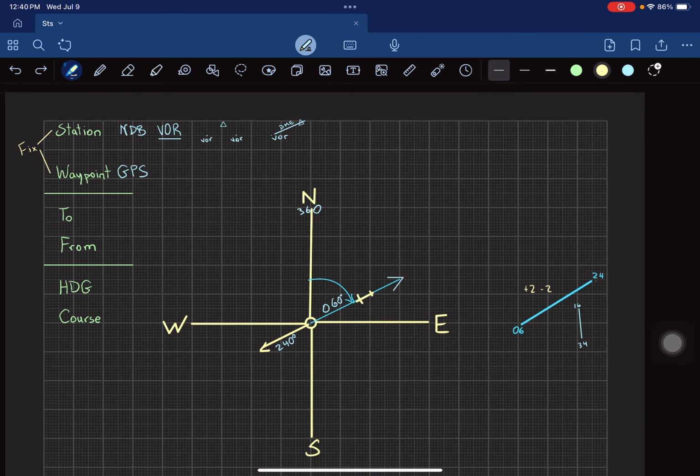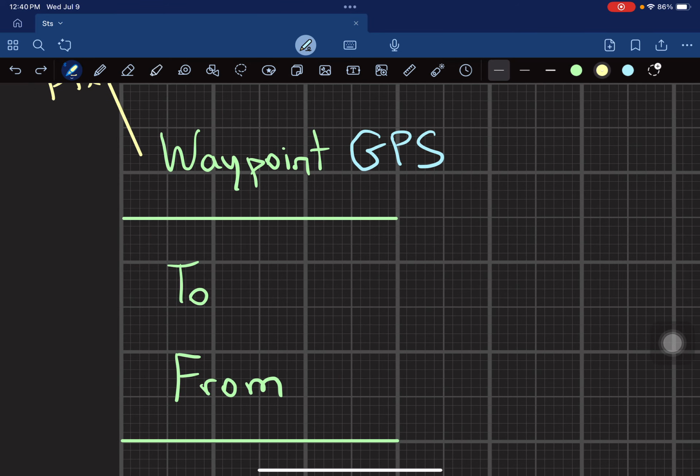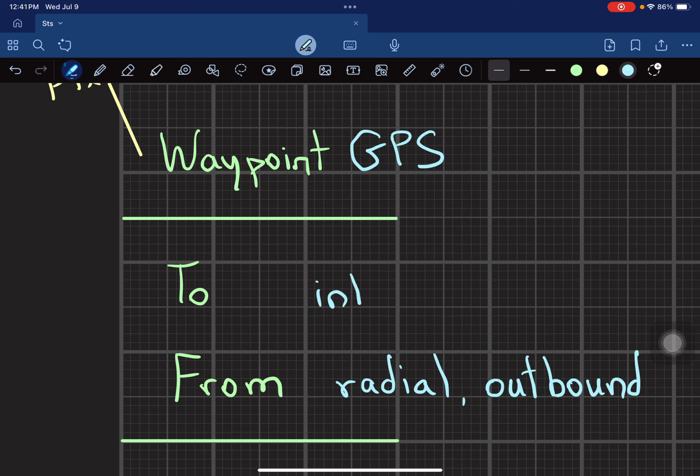So that's how you differentiate a radial from an inbound course. In the holding instructions, when you find the word from, it refers to the radial, outbound. And when you find the word to in your holding instructions, it refers to your inbound course.